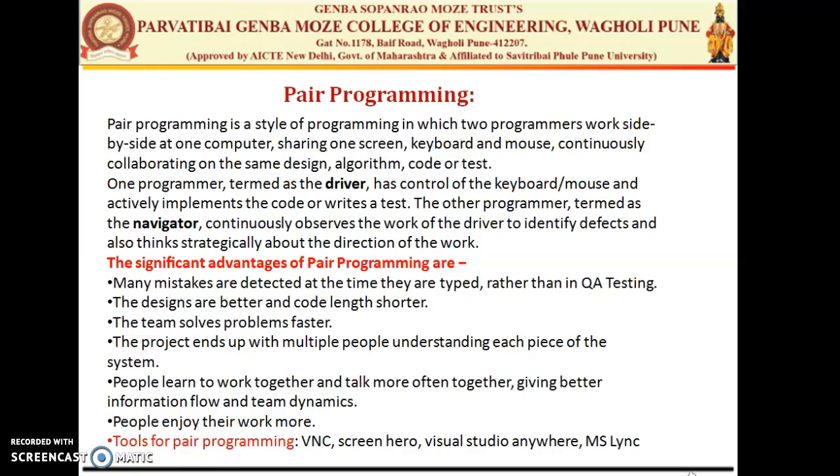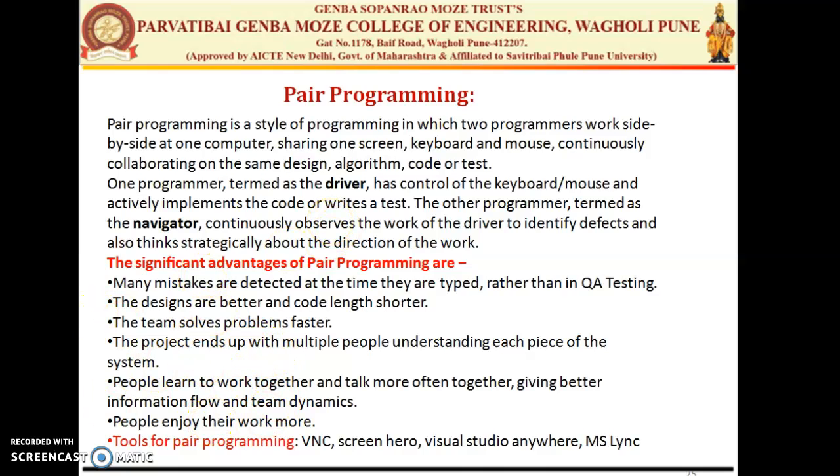So what are the benefits of pair programming? The first one is that many mistakes are detected at the time of typing rather than in quality testing. So a number of errors are eliminated while we are typing the code, that is, syntactical errors can be eliminated. Why? Because one person is continuously sitting and observing your code. The second is that design becomes better and the code becomes shorter. Why? Because there are two people thinking about the code. One is writing and the second is suggesting improvements. So definitely the designs improve.